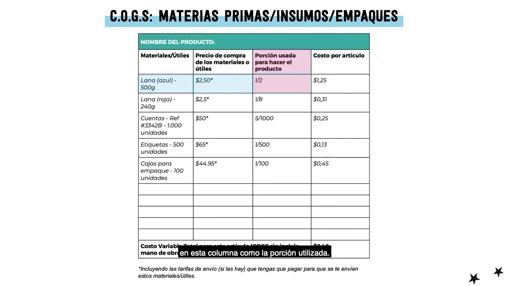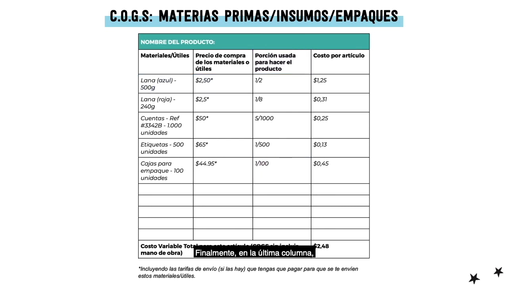And because 250 grams is half of 500 grams, we write half, or 1 out of 2, in this column as the portion used. Similarly, for the red yarn, we only need 30 grams of it to create that pair of gloves, so we write down 1/8 as the portion. For the beads, we bought a pack of 1,000, but we only need to use 5 of them in the final product, so the portion is 5 out of 1,000. For the labels, we only use 1 out of the pack of 5,000 that we bought, and for the packaging, same thing, we only need 1 box out of the 1,000 that we bought.